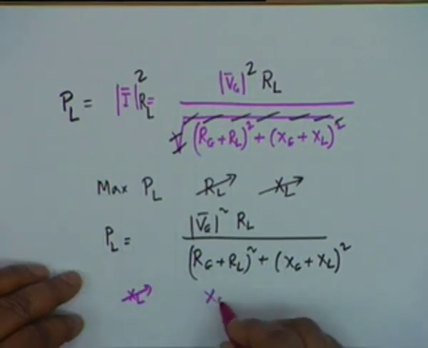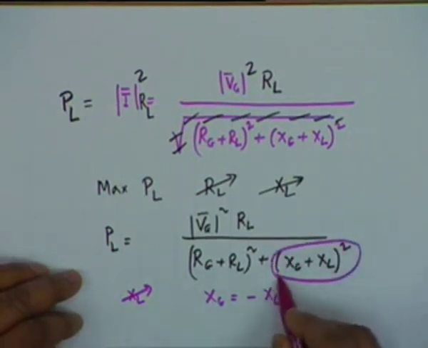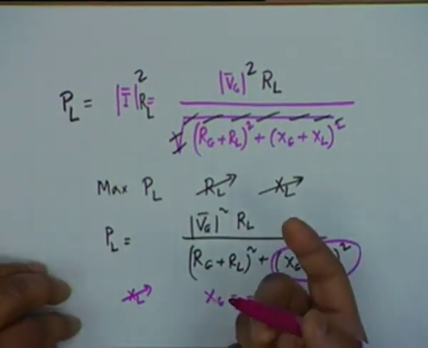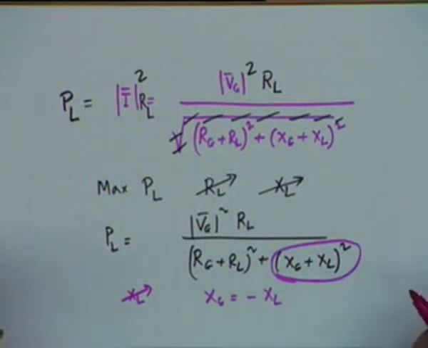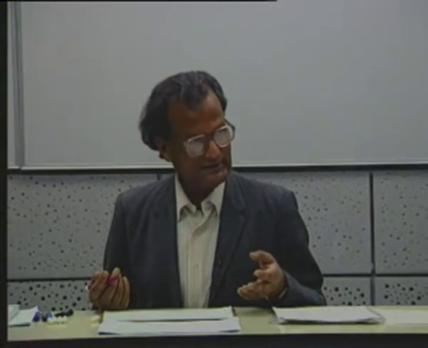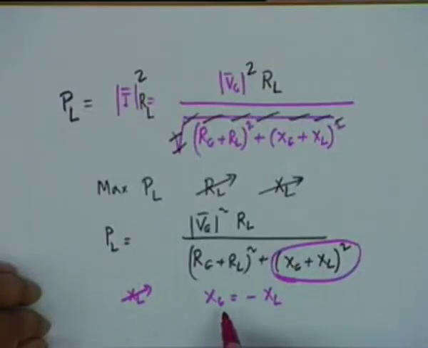PL will be maximized when Xg is equal to minus XL. That is, the minimum value that this expression can take is 0, and it happens when Xg is equal to minus XL. That is, if the source is inductive, then the load should be capacitive. The reactances should be equal and opposite of each other. On the other hand, if the source is capacitive, then the load should be inductive. This is the only way that they can cancel each other, and therefore one of the conditions is that Xg is equal to minus XL.